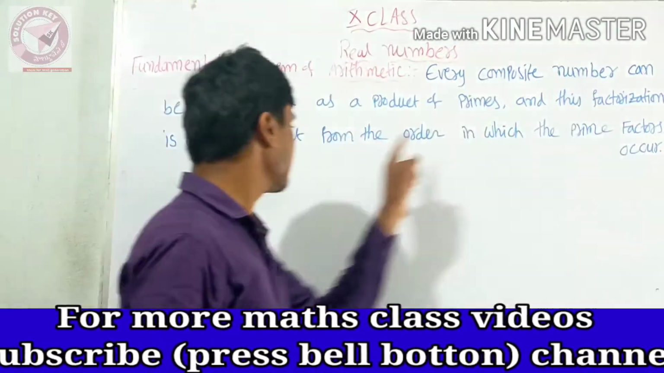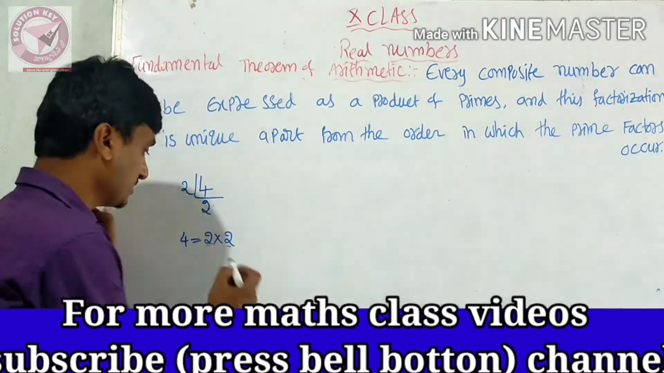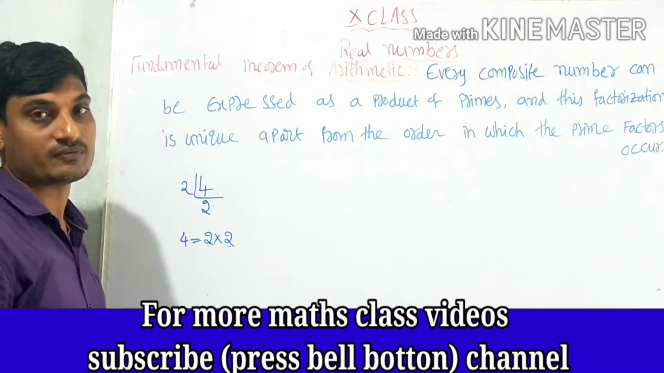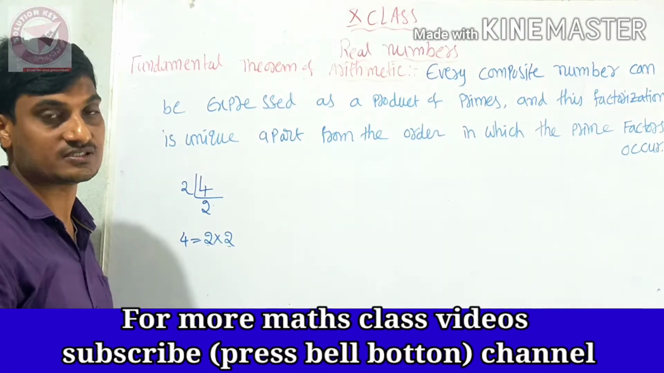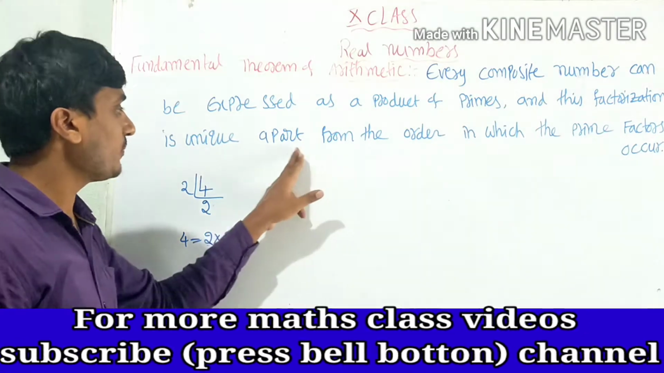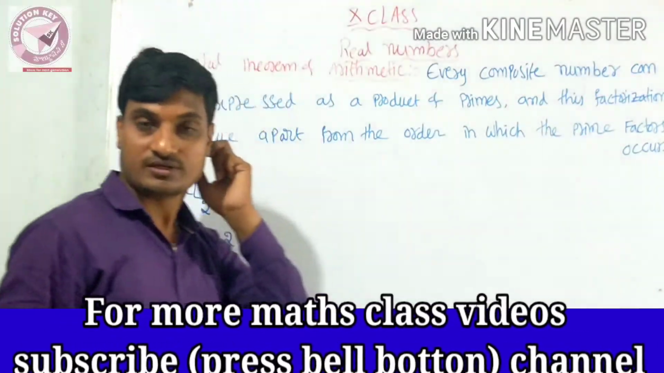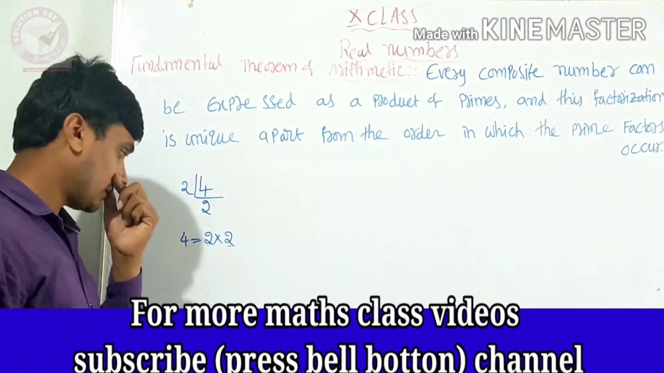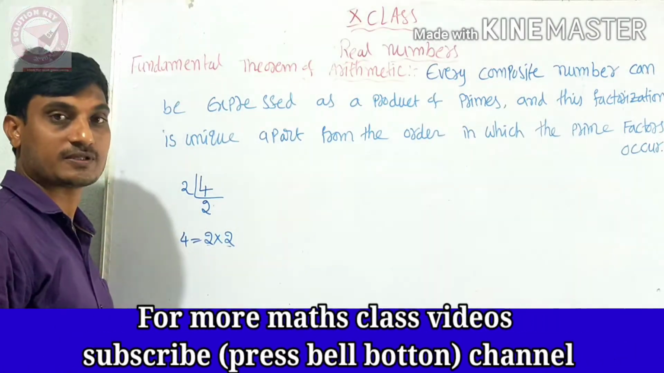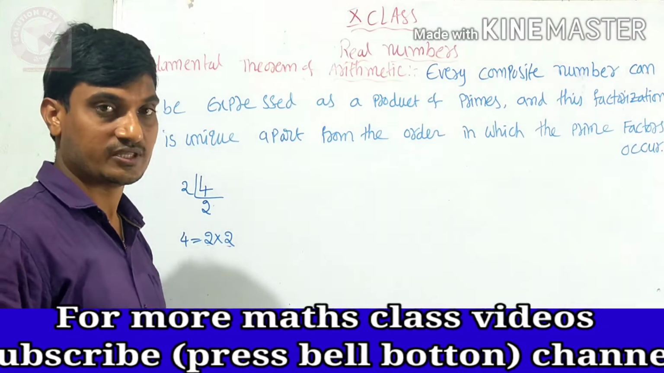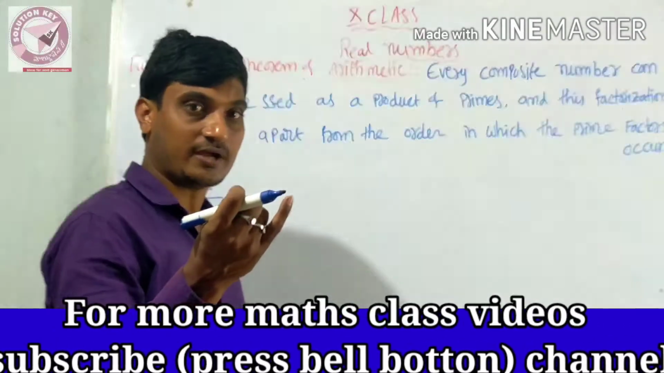And this factorization is unique. This factorization is unique, there is no other factorization for 4, apart from the order in which the prime factors occur. Are you understood? Okay, it is a 4 I am taking. You take any composite number, not prime numbers. There are composite numbers and prime numbers.